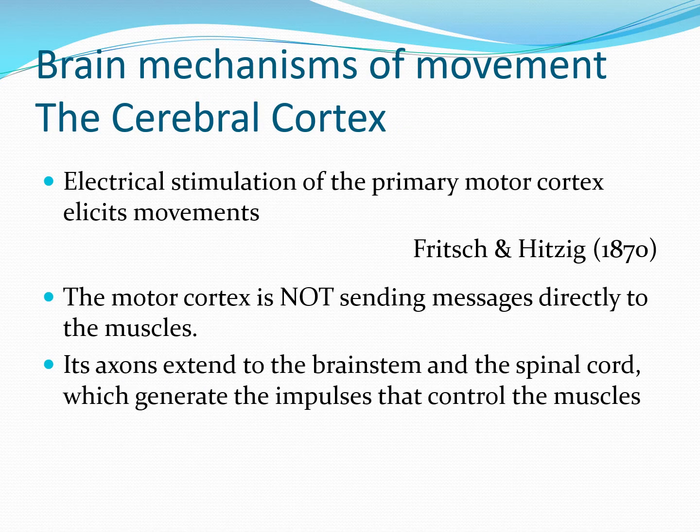And Fritsch and Hitzig back in 1870 discovered that electrical stimulation of the primary motor cortex will elicit certain movements. Usually this was just a movement of an area of the body. The motor cortex is not sending those messages directly to the muscles. Its axons extend to the brainstem and the spinal cord, which then generate the impulses that control the muscles.